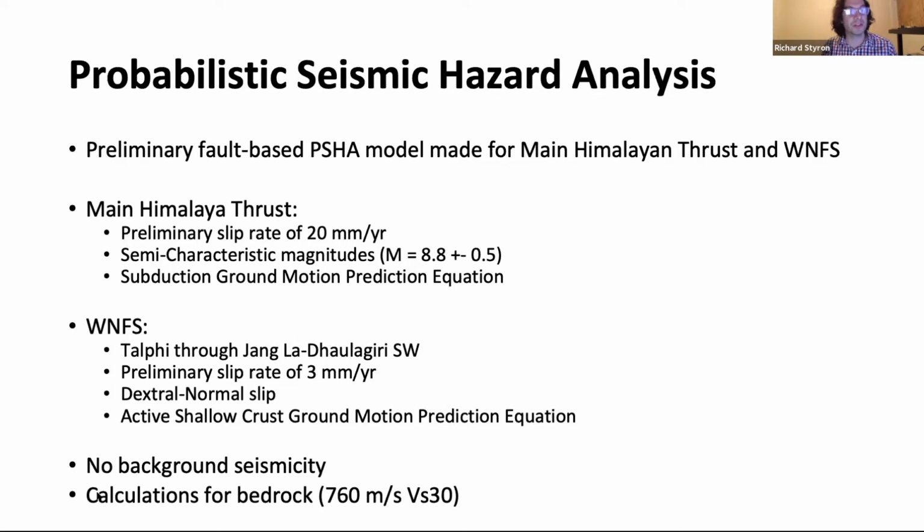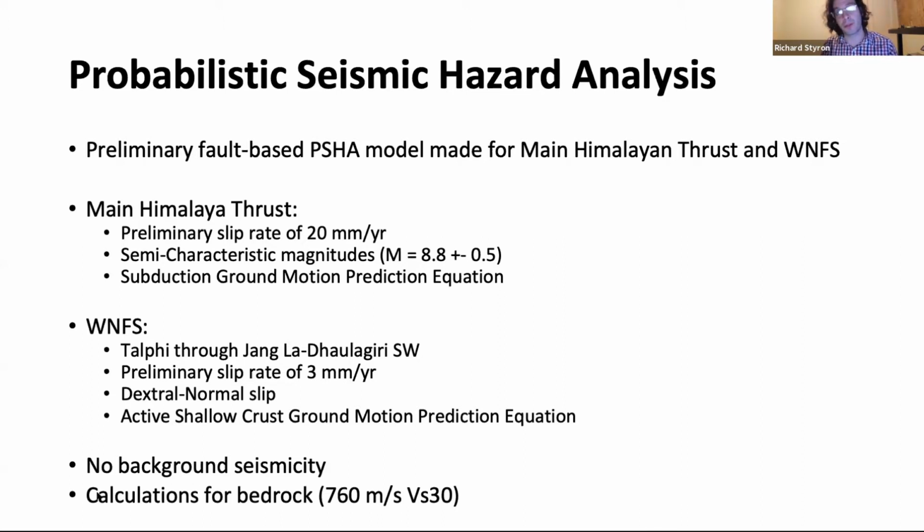And all the calculations I have are for bedrock. So this has a 760 meter per second shear wave velocity at 30 meters depth. And later on in the model, we will be able to include better site characterization, including small sedimentary basins and things like that that may amplify ground motions.